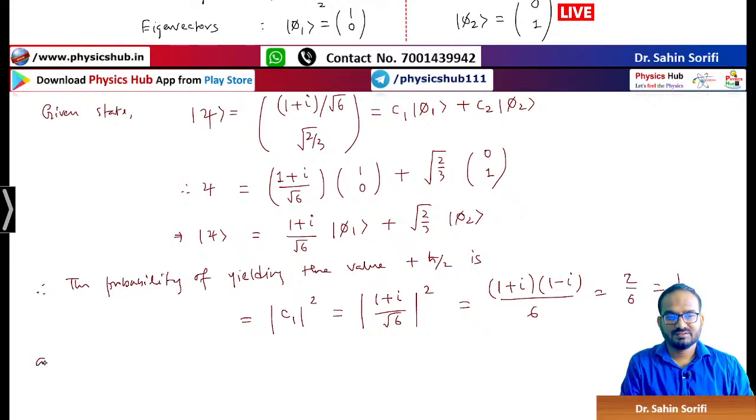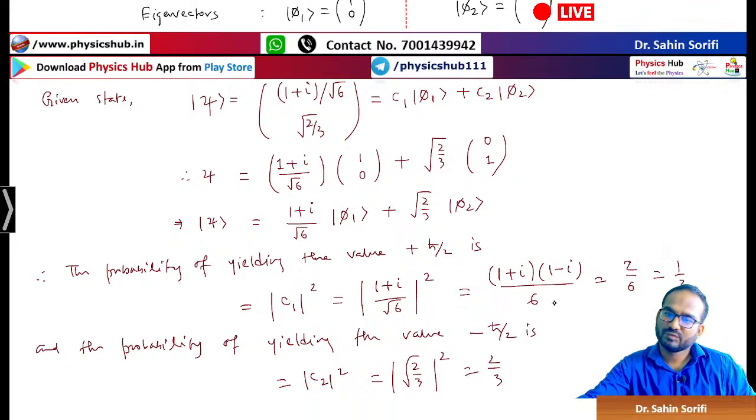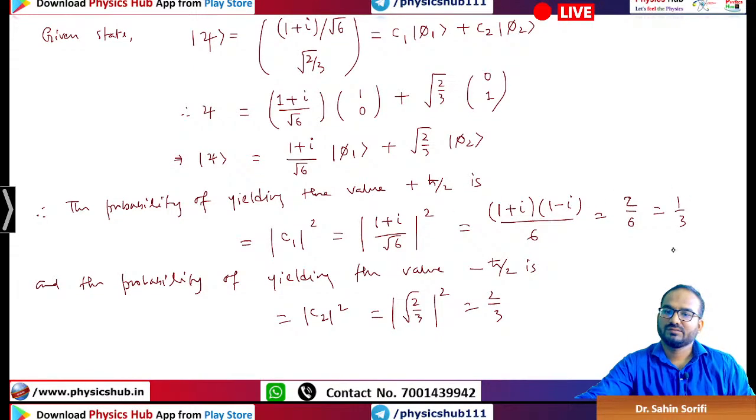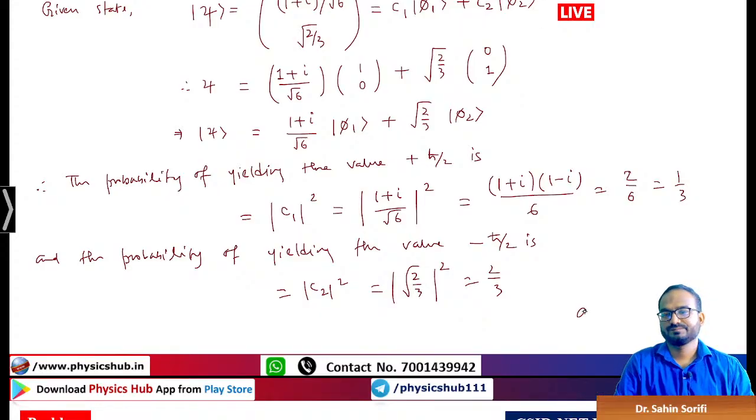In a similar fashion, we can calculate the probability of yielding the value minus h cut by 2. It is mod C2 square, so square root of 2 by 3 mod square, that is 2 by 3. And you see the total probability will be 1, because there are only two possibilities. It may be either up or down. So 1 by 3 plus 2 by 3 is 1. So this is a cross verification.